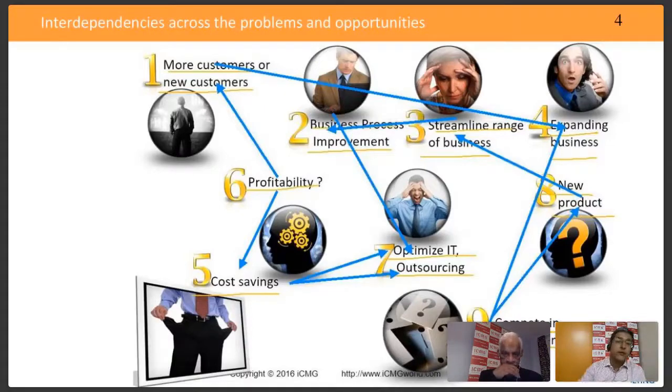Another way to look at it: if you want cost saving, that is the key to support profitability. And profitability would require that you have more customers and new customers, and that would require you to expand into new businesses, compete in the new market with new products and new digital solutions. You also need to consolidate your different product services. That also requires a need to improve, automate, or redesign the business processes, and that would need different levels of optimization and outsourcing, which in turn is going to help you with cost saving.